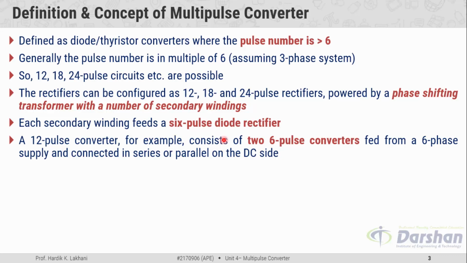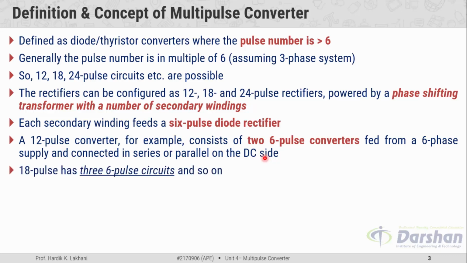and we can produce 6-phase supply from a 3-phase supply. This 6-phase supply can be used to power 2 units of 6-pulse converter on the secondary side, and those 2 6-pulse converter units can be either connected in series or parallel on the DC side. And this is how we can produce 12 pulses across the output terminal.